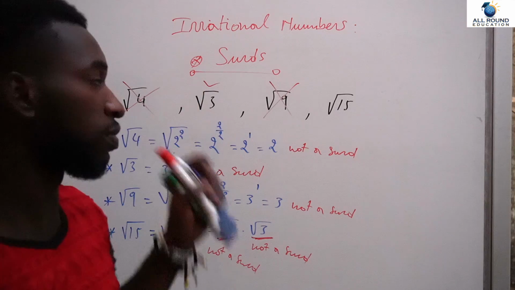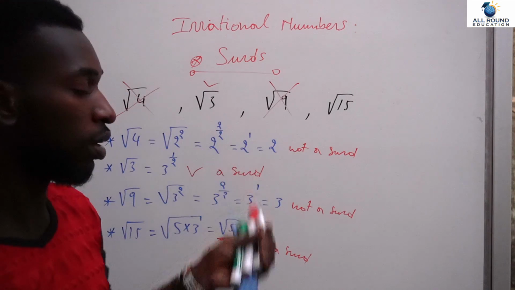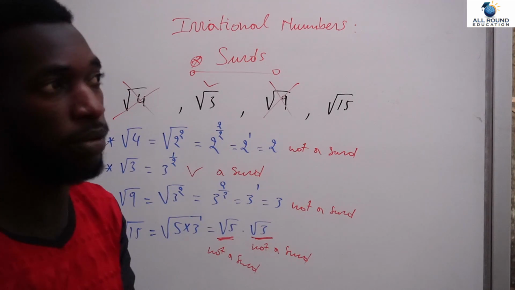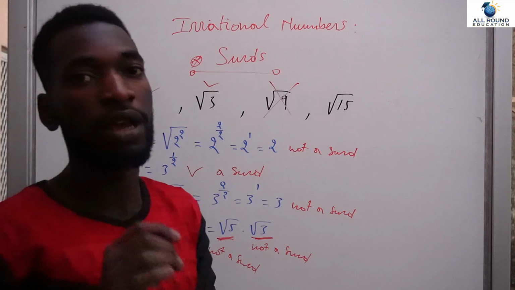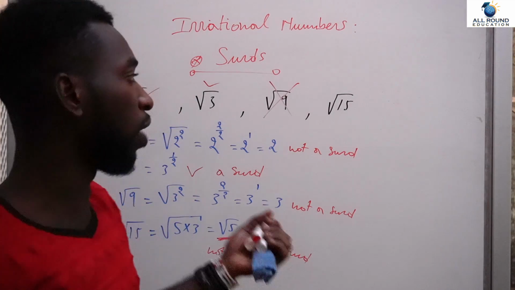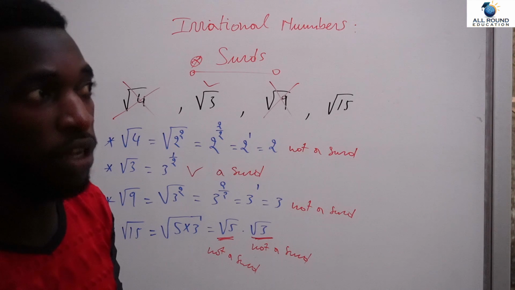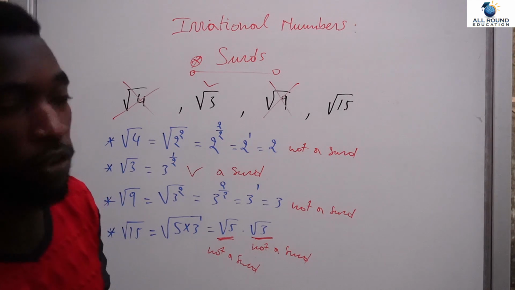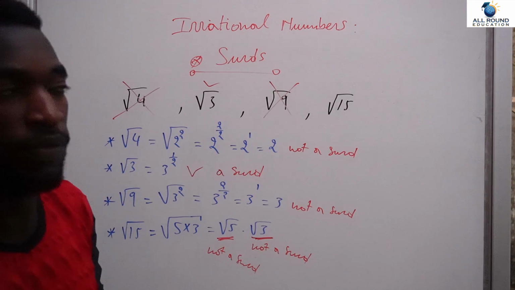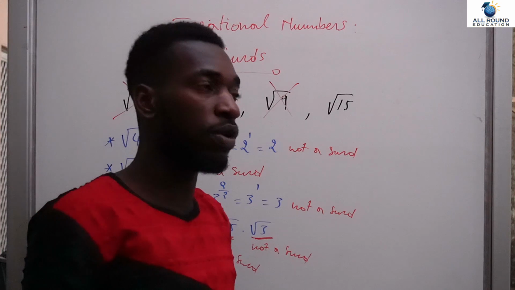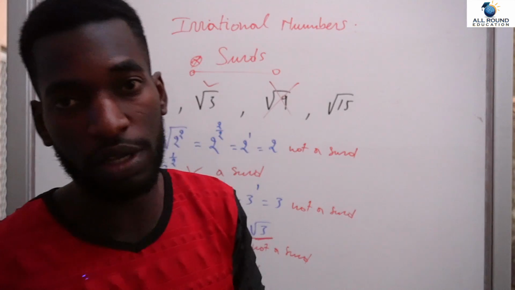My next video will be on simplification of surds, and maybe we'll look at other operations on surds, right? When you add two surds, what happens? When you multiply two surds, what do you get? Do you get a surd, or do you get a natural number, or an integer? If you want, we'll be looking at those in the next videos.